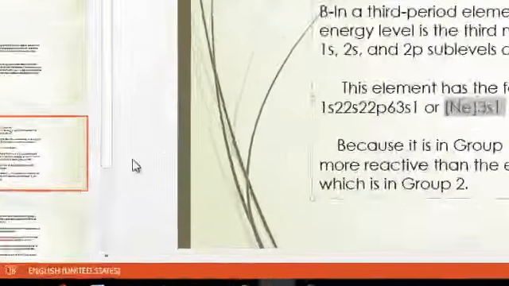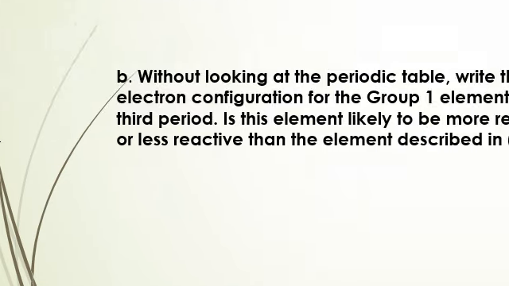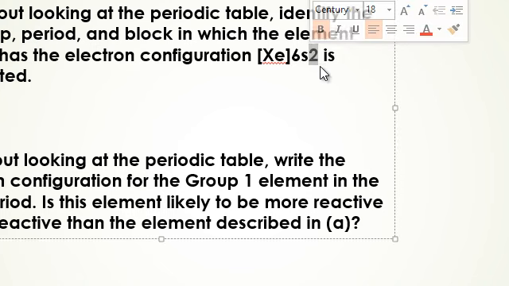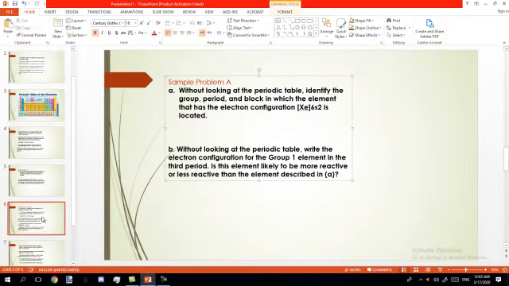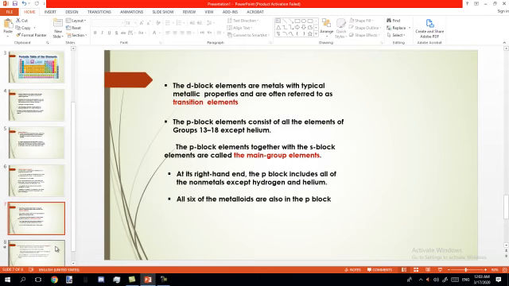And now the second part of the question: is this element likely to be more reactive or less reactive than the element described in A? The element described in A is found in group 2. See here, this is 2 electrons, so it's in group 2. But in this problem, it's found in group 1. So which is more reactive? As we said, group 1 elements are more reactive than group 2 elements. So because it's in group 1, this element is likely to be more reactive than the element described in A, which is in group 2.